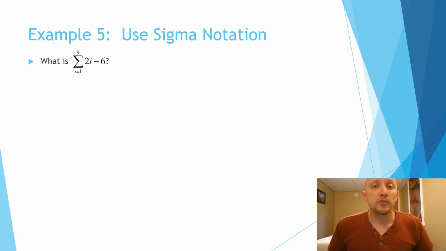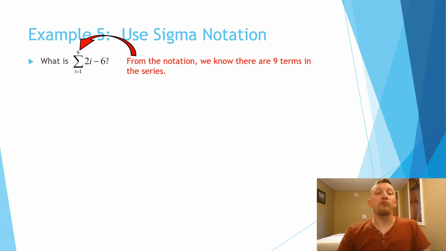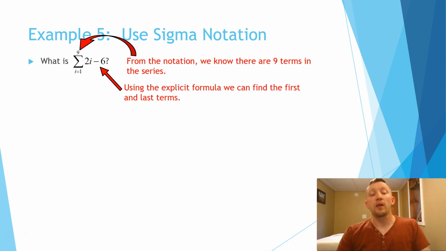All right, so here's an example where we're going to do just that, where we're going to find the sum of the series. We don't know the actual values in the series yet. And you know what? You might be thinking, oh my gosh, I'm going to have to write down all 9? No, because remember, in the sum of a series, we only need to know the first term and the last term. So from this notation, we know that there are 9 terms of the series. And we have that explicit formula there. We're going to use the explicit formula. Like I said, we're going to find the first and last terms.